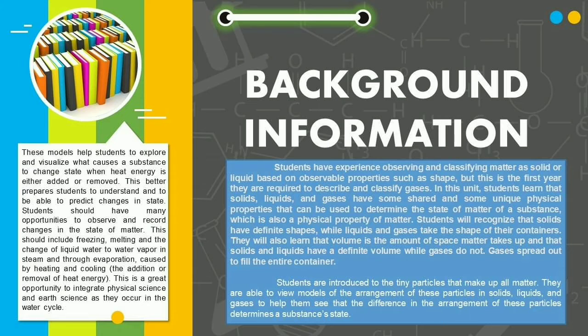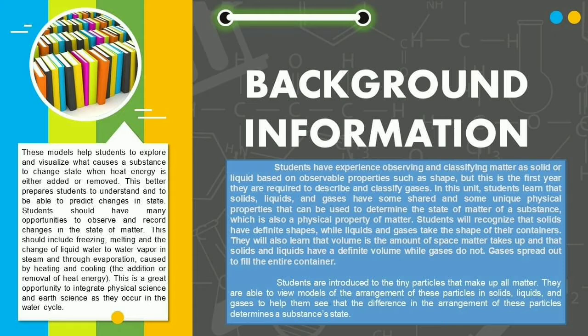In this unit, students learn that solids, liquids, and gases have some shared and some unique physical properties that can be used to determine the state of matter of a substance, which is also a physical property of matter. So students are familiar with solid and liquid because they are already exposed to that kind of matter, and they encounter solid and liquid in their everyday life. But this is the first time that they will learn the other matter, which is the gas.